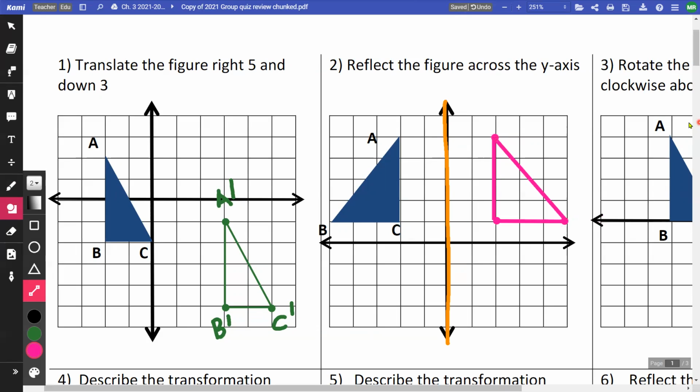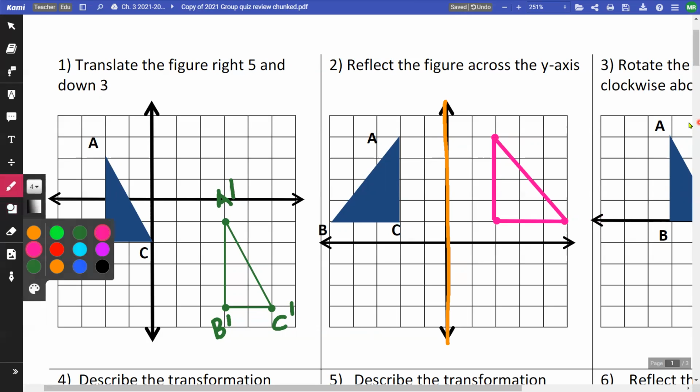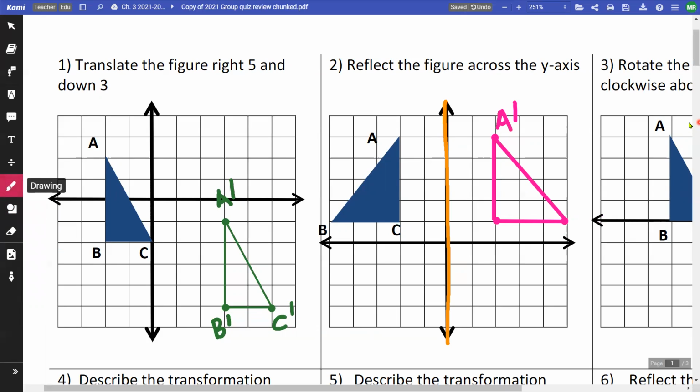And then again, as I label these, this is going to be an A prime, this is going to be a C prime, and this is going to be a B prime.